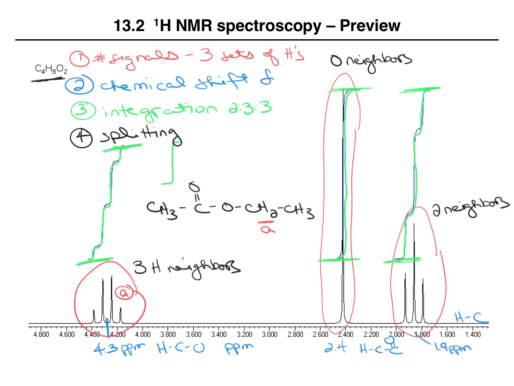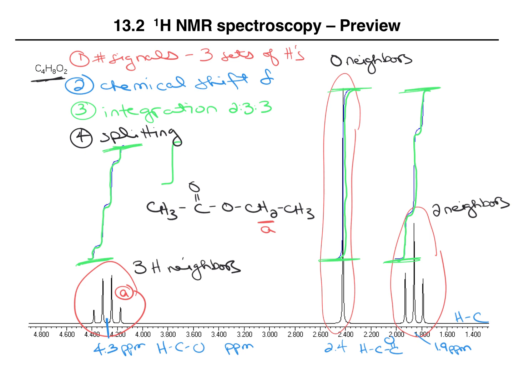They appear at 4.3 ppm because they are next to an oxygen. They integrate to 2 hydrogens because they have 2 hydrogens. And they appear as a quartet because they have 3 hydrogen neighbors. And that's what we see here are the 3 hydrogen neighbors.